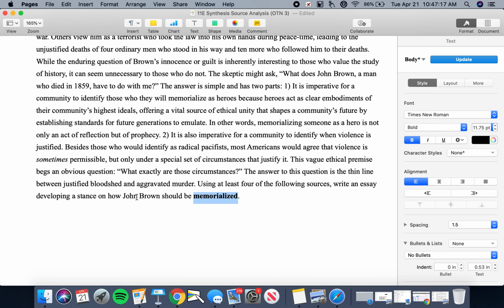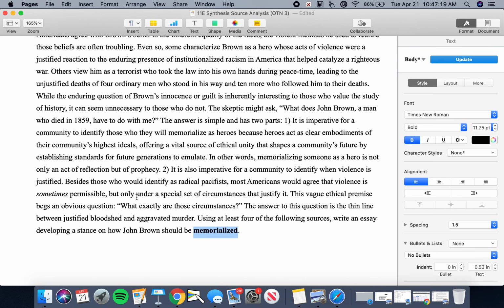Whether or not he should be remembered as an American patriot, an American hero, someone who is worthy of emulation, or whether he should be remembered as someone who rightfully was killed, an enemy of the state, a traitor, an individual whose ideas and actions were dangerous not only for the period of time that he lived in, but for all periods of time, for the American people in general.